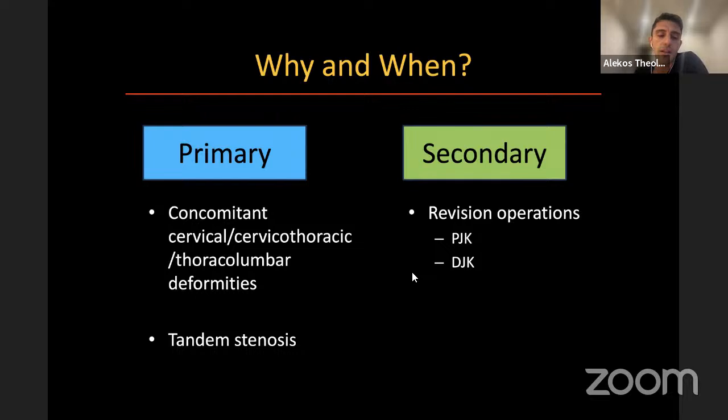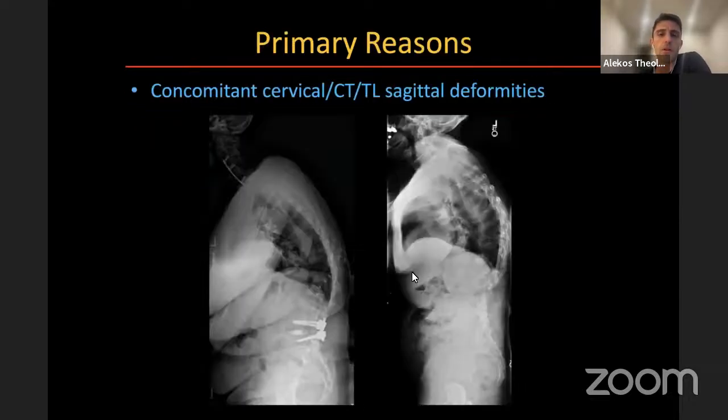And then there is the even less common indication for tandem stenosis, and we'll show some case examples of that tonight. So just to show a couple of the x-rays to start off. So primary reasons for the concomitant cervical, cervicothoracic, thoracolumbar sagittal deformities as seen here. I think it's important to understand just at the fundamentals. We won't go into a huge amount of detail here on how to recognize these with some simple radiographic parameters.